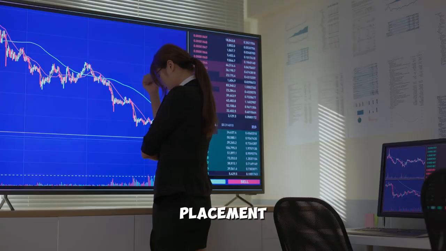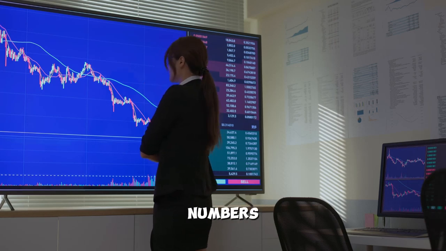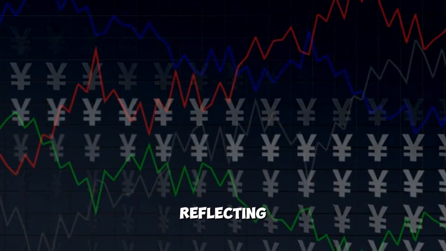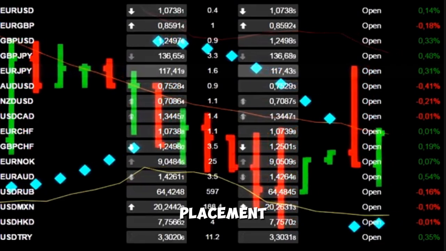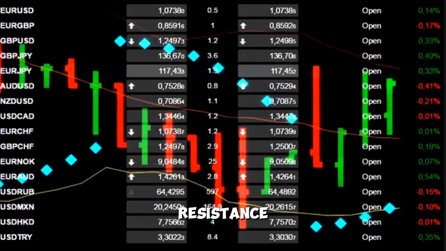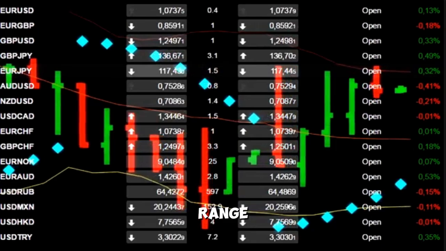Trading without a stop loss is akin to navigating a minefield blindfolded. While you might get lucky a few times, a disaster is statistically inevitable. The placement of a stop loss should never be an emotional decision or based on arbitrary numbers. Instead, it must be rooted in sound technical analysis, reflecting the market's structure and volatility. Effective stop-loss placement is based on objective criteria such as chart patterns, support and resistance levels, or volatility indicators like the average true range, ATR.